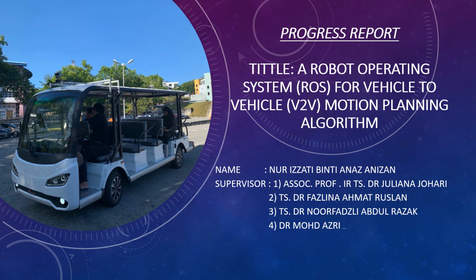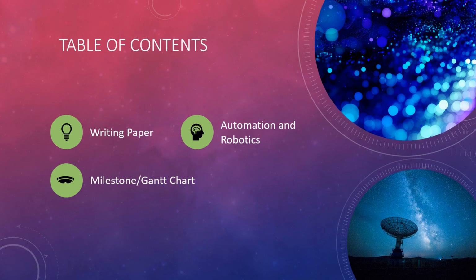My project is entitled A Robot Operating System (ROS) for Vehicle-to-Vehicle V2V Motion Planning Algorithm. In this presentation, I will go deeply into writing the paper for my submission, automation and robotics, and the milestone or Gantt chart for my whole study journey.